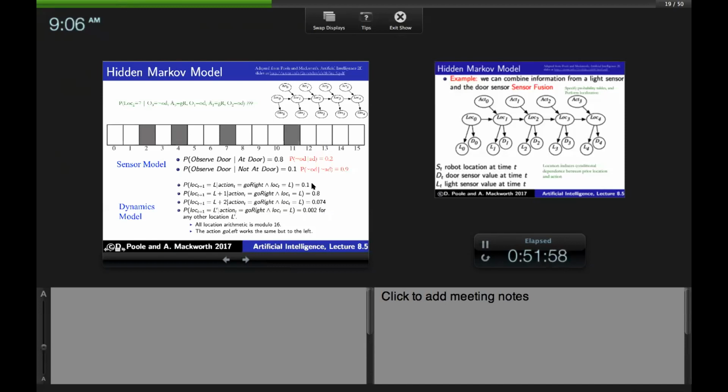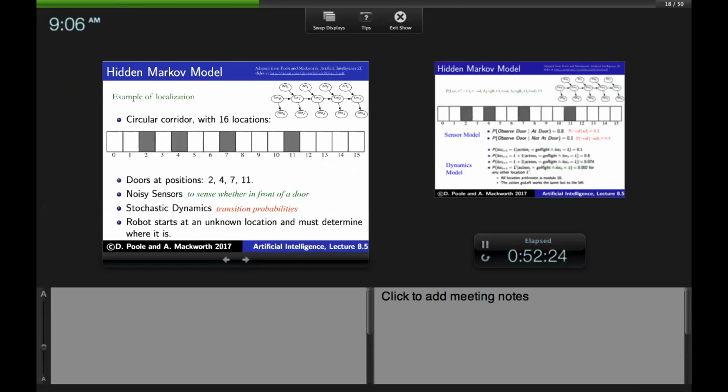And then you've got transition probabilities that associate if an action was taken and you were at a particular location, then you'll be at some new location with some probability. Notice that there are no probabilities assigned to these nodes.